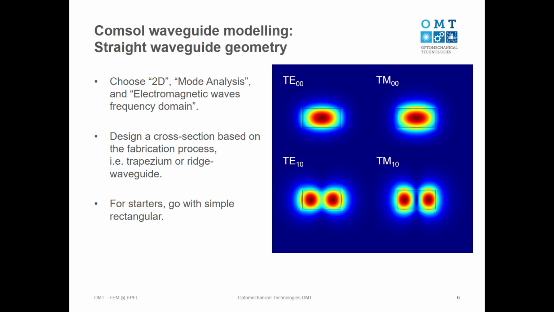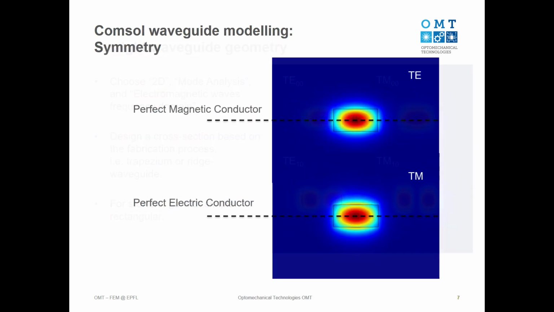So in Comsol, which I'll show you later, you just do 2D geometry mode analysis. So that means you pick a frequency and then you calculate the mode and the propagation index. And like the whispering gallery mode thing, you'll come up with a variety of modes. And we're just going to go with a simple square, a rectangle. You might have a trapezium or a fancy shape, but let's go with a rectangle. And also, let's just go with the fundamental modes.